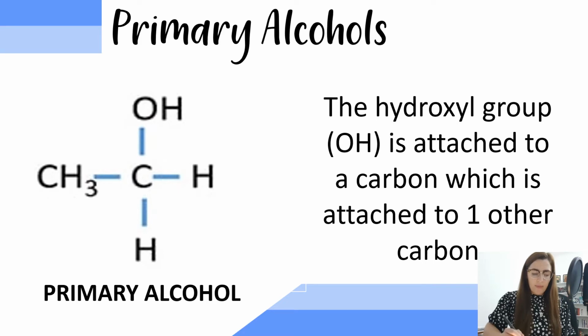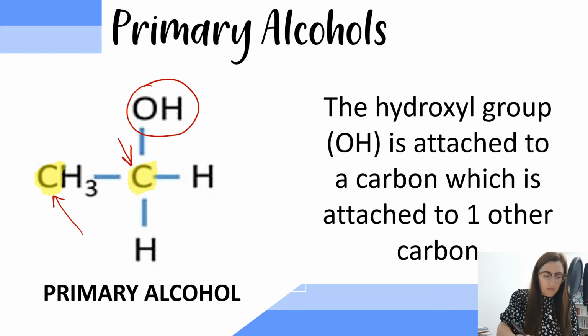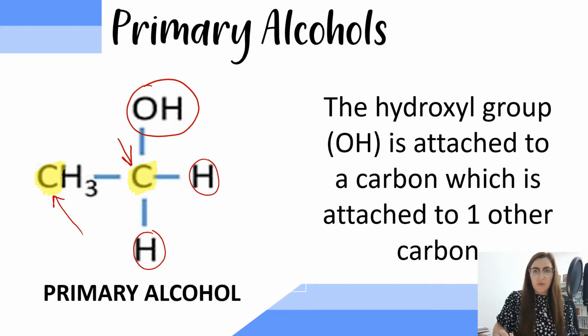So, primary alcohols have the hydroxyl group attached to a carbon which is attached to one other carbon. So we can see that this hydroxyl group on our molecule to the left is attached to this carbon, which is only attached to one other carbon and 2 hydrogens. So this definition is very important to learn, and you can write this into your booklets. The hydroxyl group is attached to a carbon, which is attached to one other carbon.